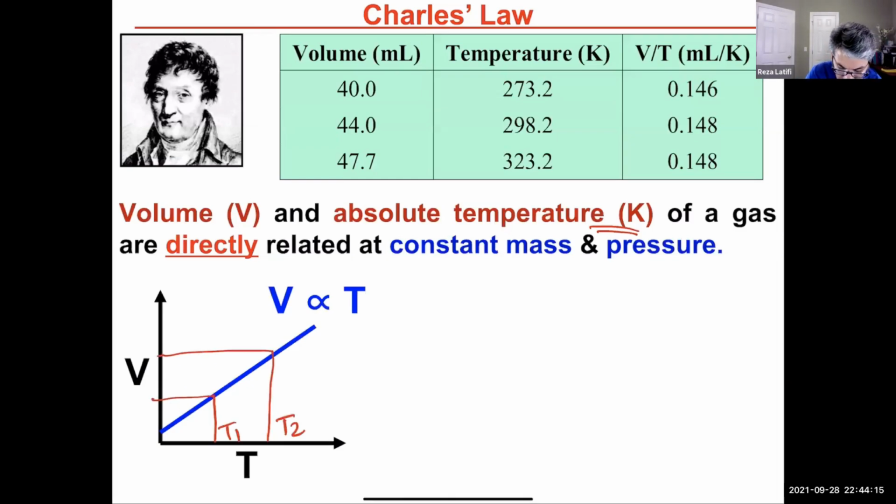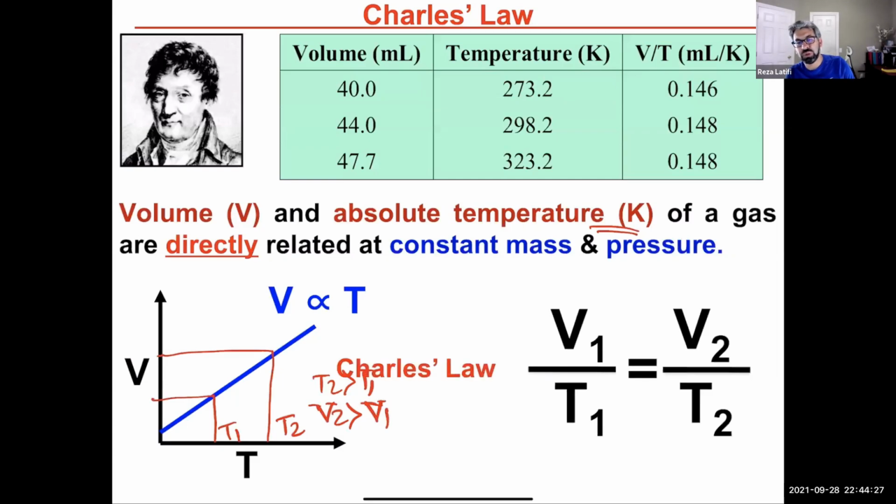T2 and this one, T1. T2 is bigger than T1. And as you see, V2 is bigger than V1. That's not surprising. This one we call Charles' law. And the formula for Charles' law is V1 over T1 equal to V2 over T2. Key point here, temperature must be in Kelvin. It must be in Kelvin. What's the unit for volume? It can be anything. It can be milliliter or liter. It doesn't matter really because they will cancel each other. But the temperature must be in Kelvin.